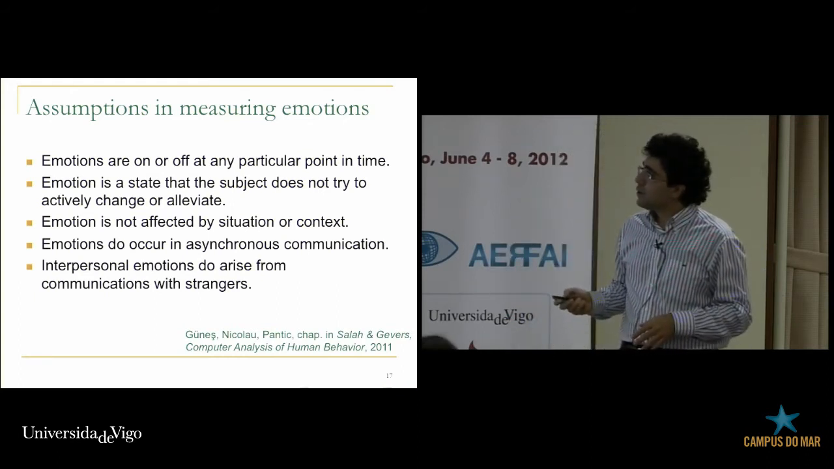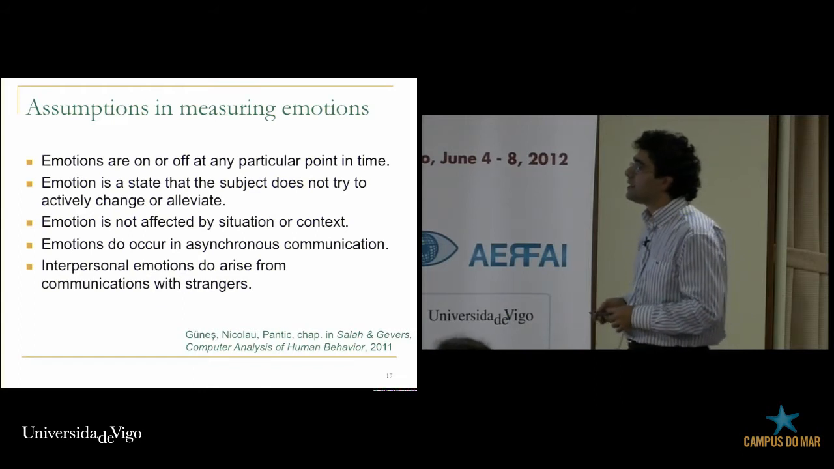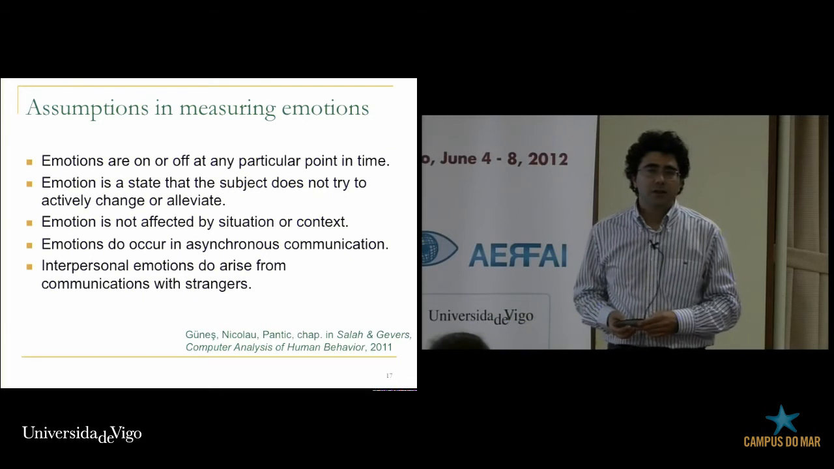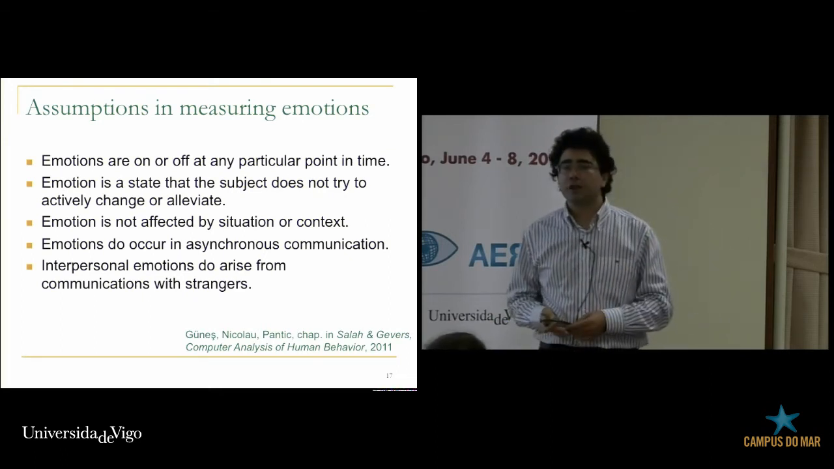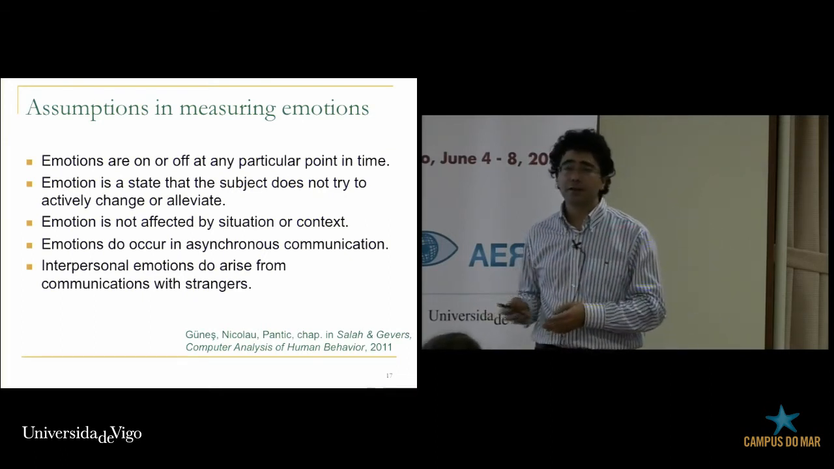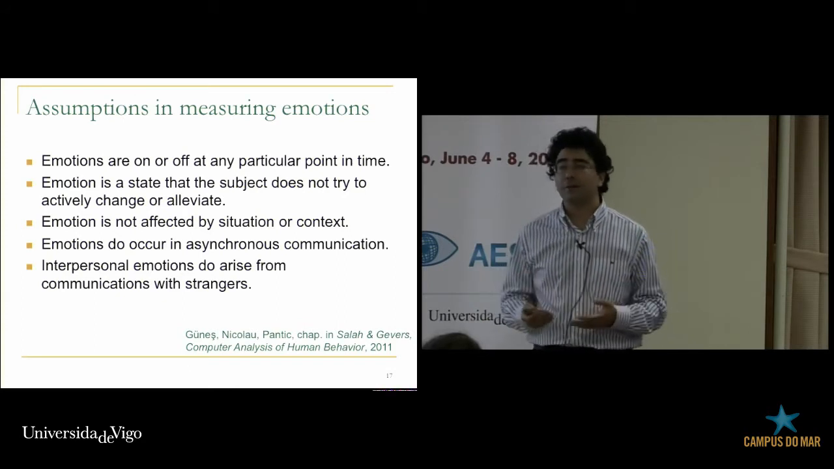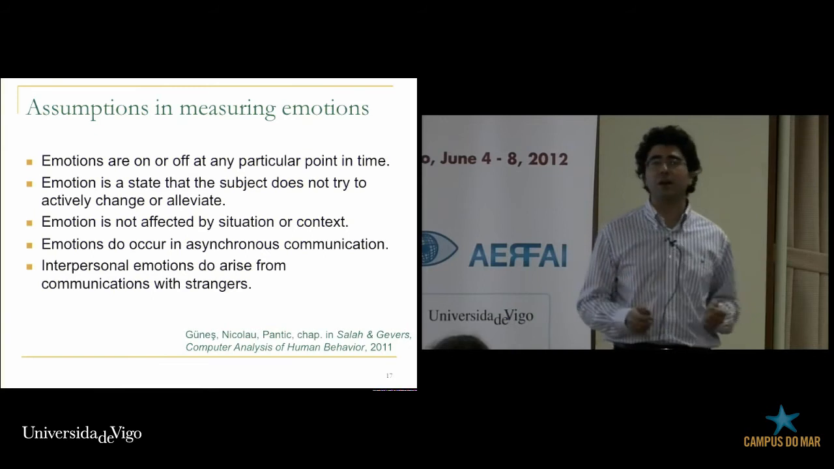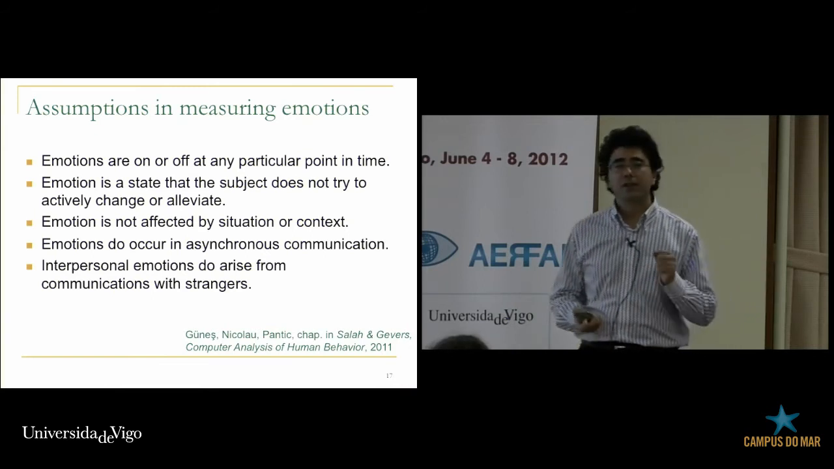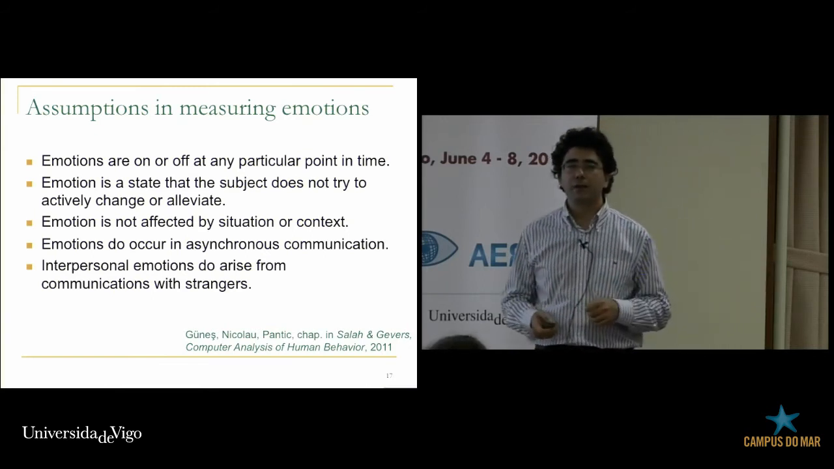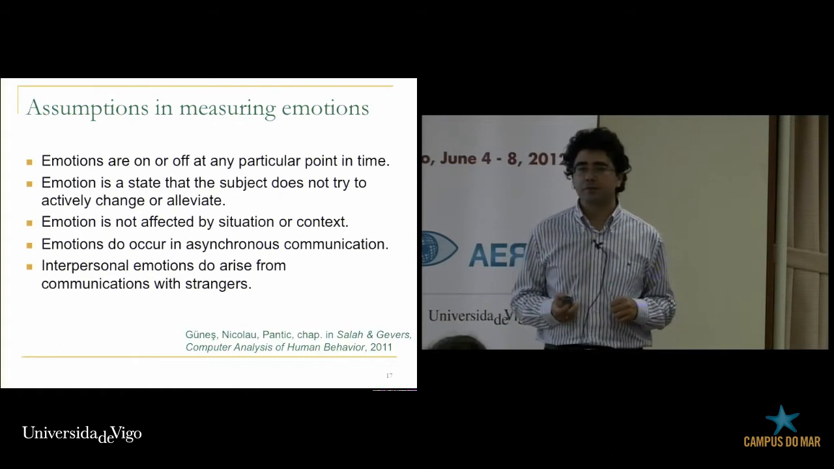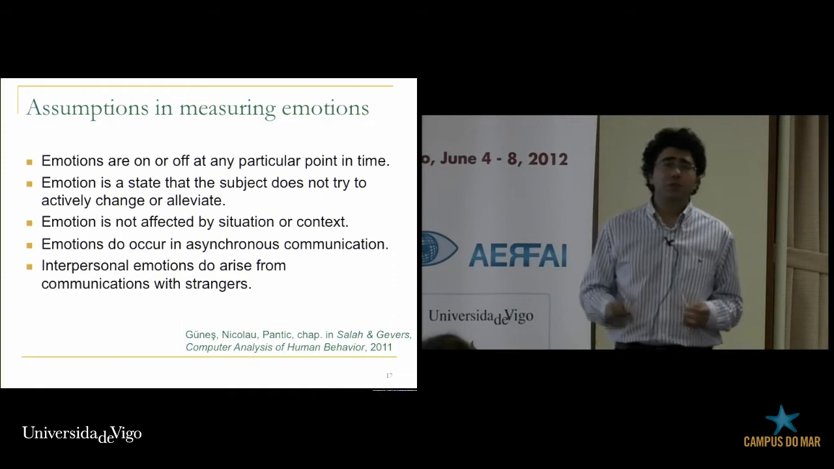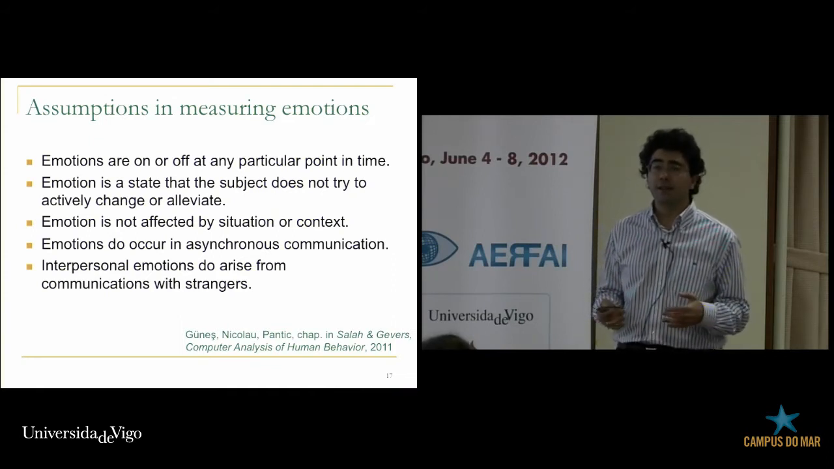Then we also assume that emotion is a state that the subject does not try to actively change or alleviate. So, for instance, I let you watch a funny movie, I record you while I do that, and you smile or you laugh. And then I say, okay, I have a database of spontaneous smiles. I assume that you did not smile or laugh just to make the experimenters happy. Okay, this is a simplifying assumption. But you will see that this is one of the biggest problems in collecting data in emotional expression research.